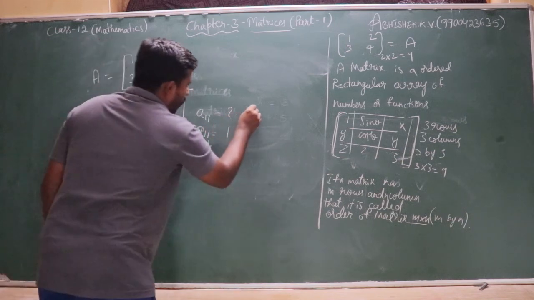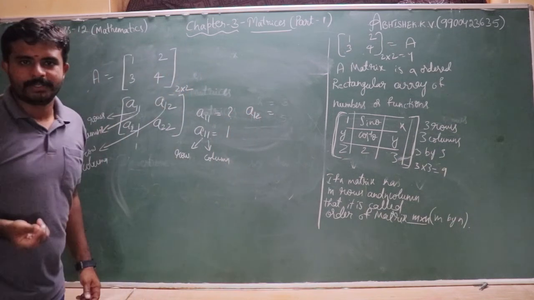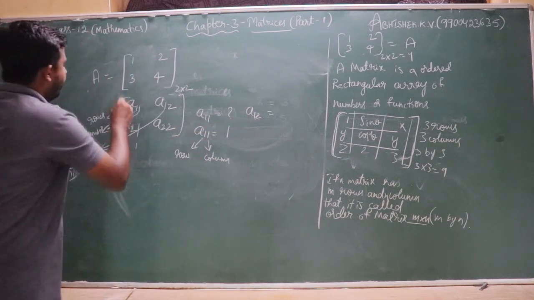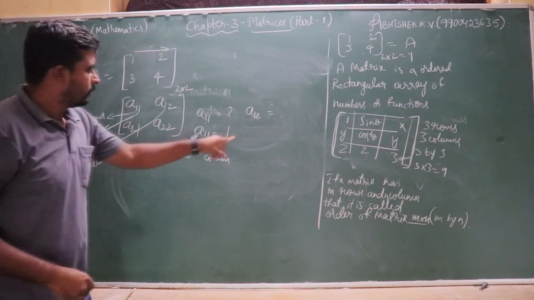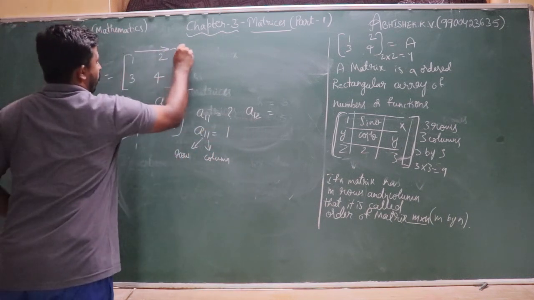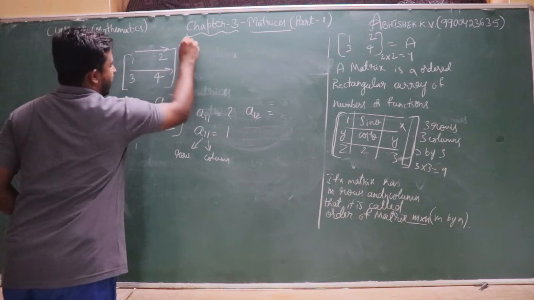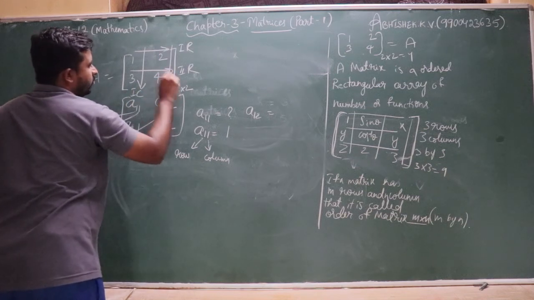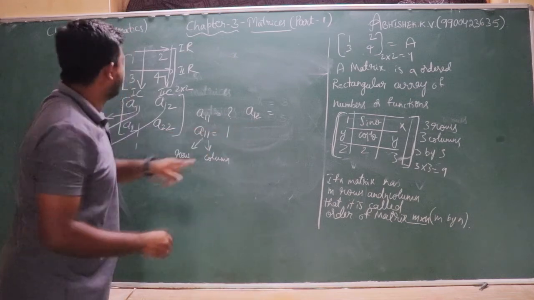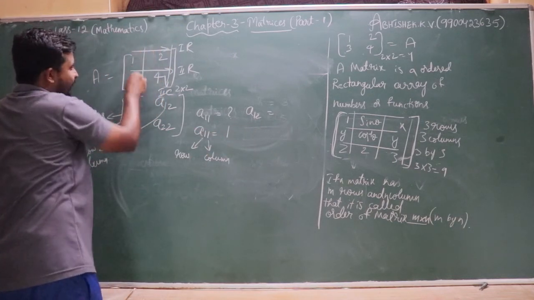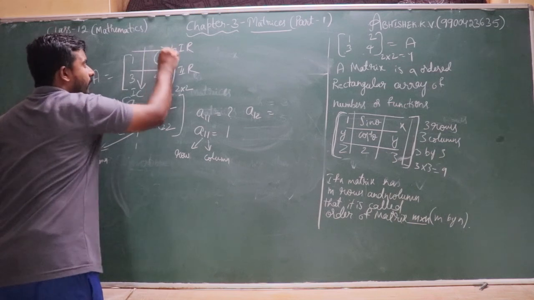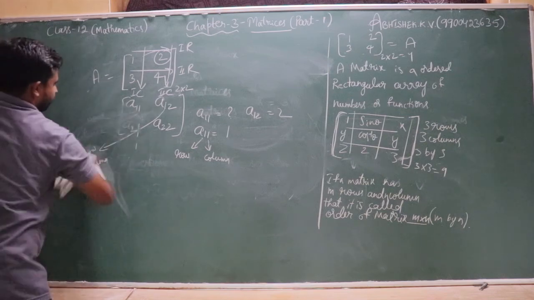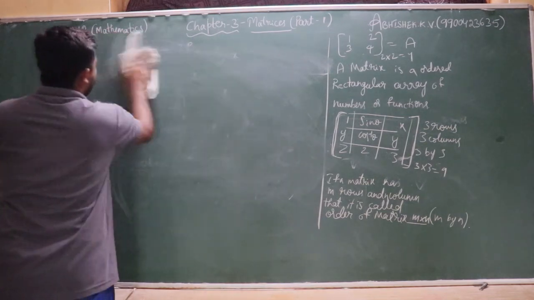If the examiner asks what is the A12 element, then you should realize it is the first row, second column. This is the first row, this is the second row, this is the first column, and this is the second column. Therefore, first row, second column, and the element is 2. Therefore, this is for a 2 cross 2 matrix.